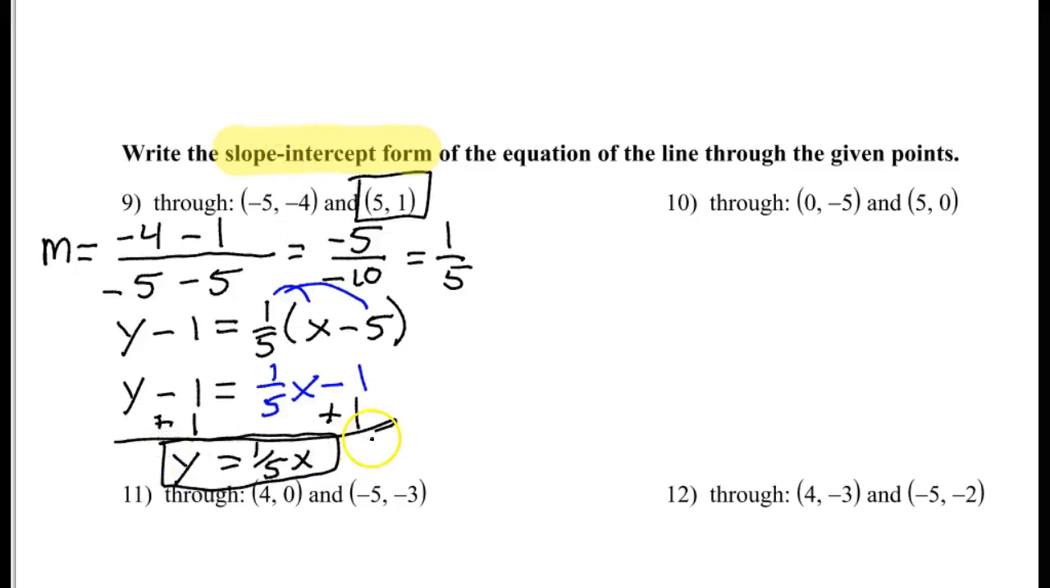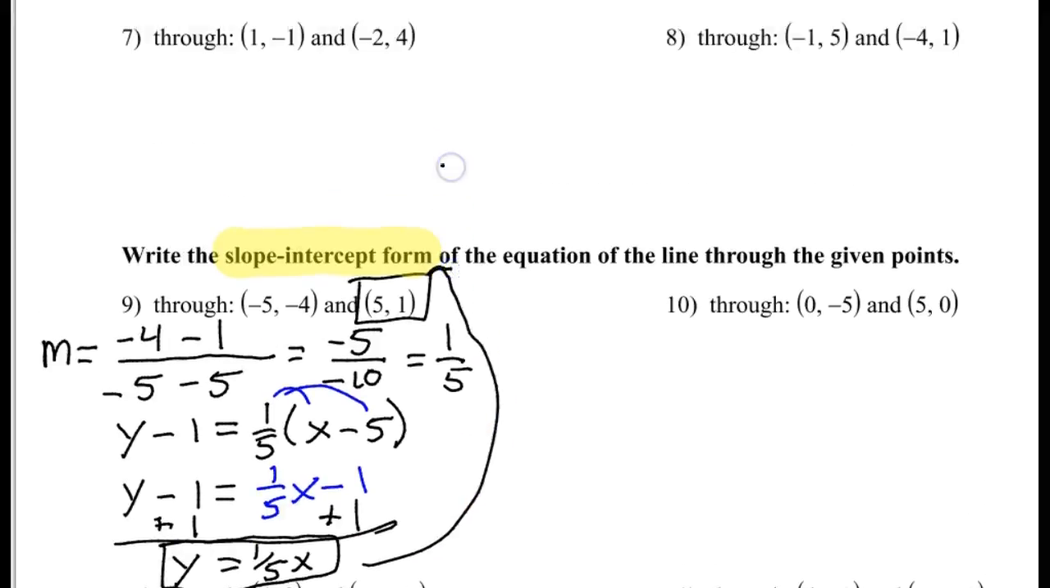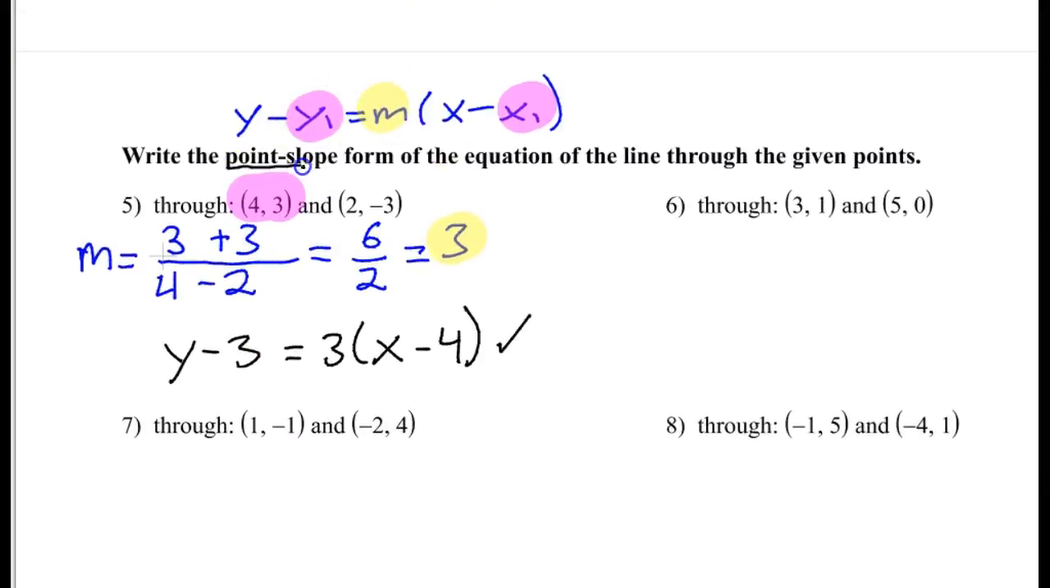So read the directions so we know what our answer should look like. Slope intercept, or just point slope.